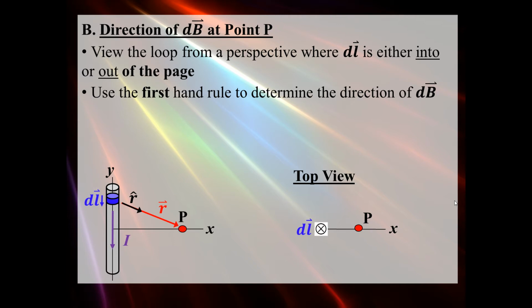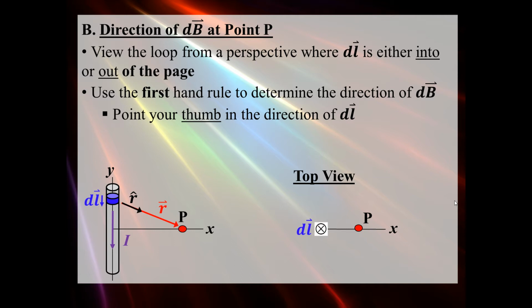Now, to get the direction of dB at point P, we can use the first-hand rule. The way the first-hand rule works is, first of all, identify if we're talking about current or electron flow. Here we're talking about conventional current because I see the capital I. So I take my right hand, and with my thumb, I point it in the direction of the current, which, from the top view perspective, would be into the page. And then the curl of my fingers would tell me the direction of the circular magnetic field that would pass through point P.